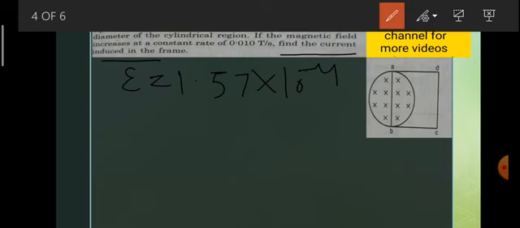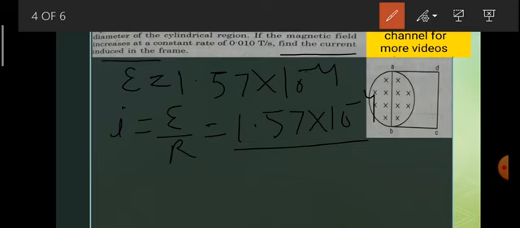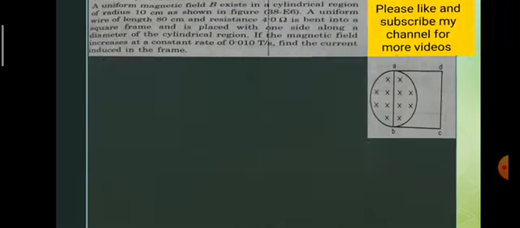So current, we know that current I equal to E upon R. Here E is 1.57 into 10 raised to power minus 4 volt upon R. R is 4. So on solving this equation, you will get 3.9 multiply 10 raised to power minus 5 ampere. So that's how we have found the induced current in these questions. Okay, so now let's move to next problem.